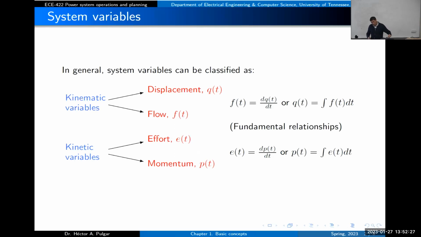So if you have a linear motion, displacement is going to be the position with respect to our reference, and the flow will be the speed of that block moving in a given direction. For kinetic variables, we will have the effort and the momentum. The effort will be the force we apply to the block, and the momentum is, in that case, the mass multiplied by the speed.